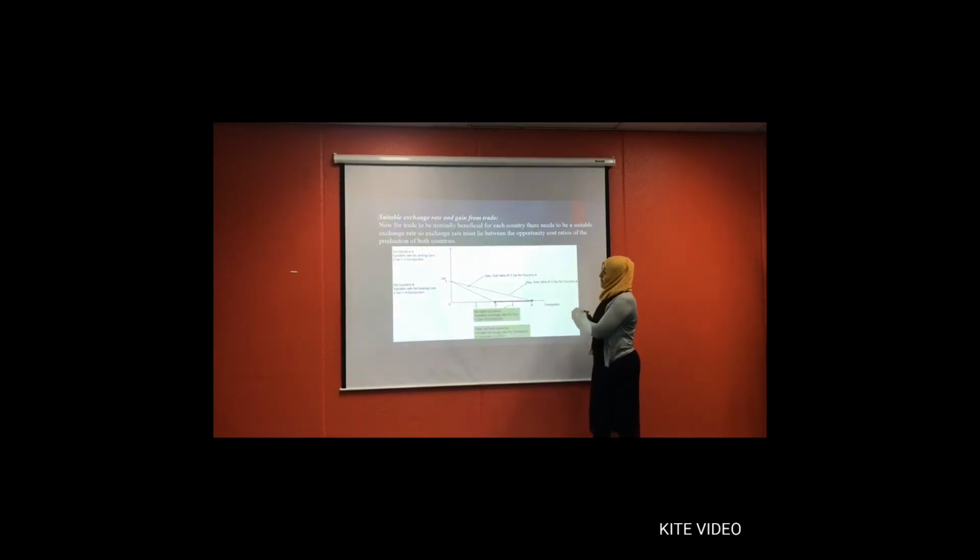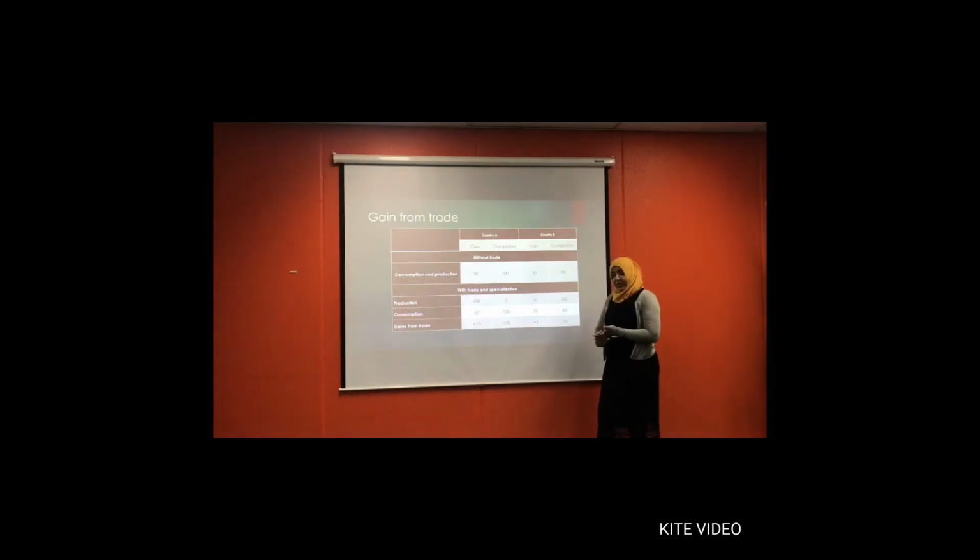Similarly, it would be better for country B if they pay less than 4 computers. If they pay 4 computers or more, it is not beneficial, because they can sacrifice 4 computers for themselves. So that's why the opportunity cost ratios tell us the suitable exchange rate for both countries.